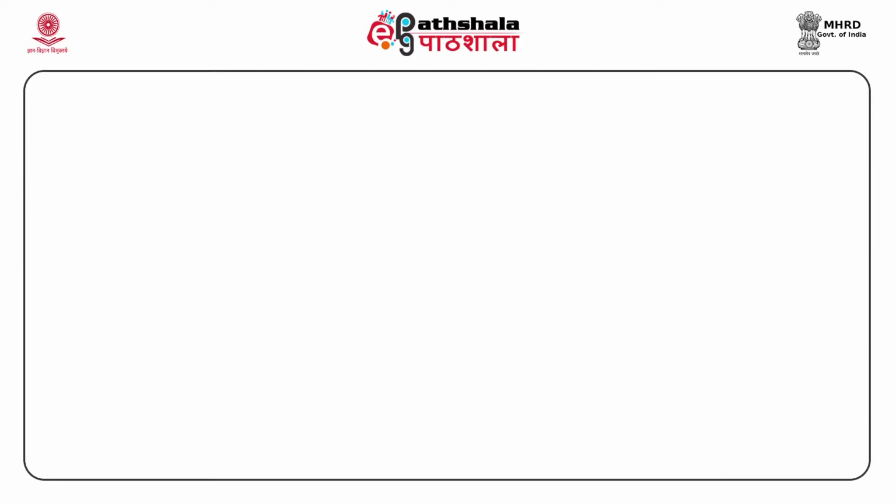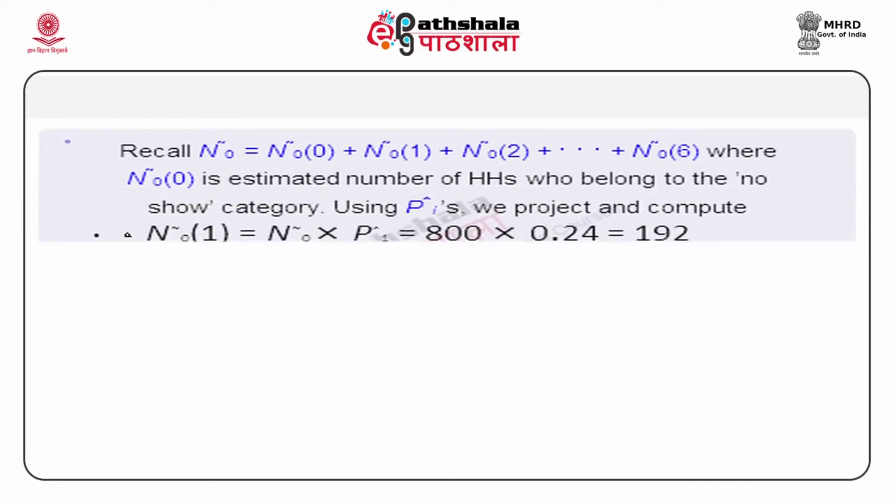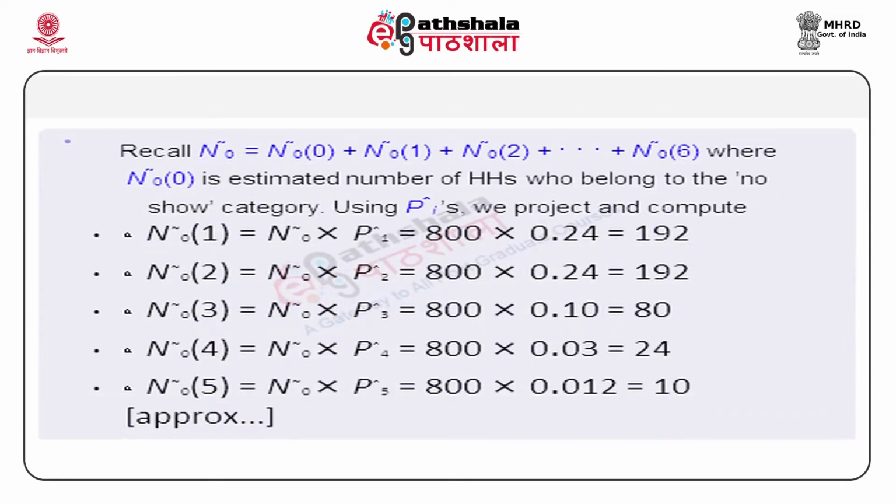And then recall the decomposition of n0 tilde. It is this sum, where n0 tilde 0 is the estimated number of households who belong to the no-show category. Using the pi hats, we project and compute these values for n0 tilde 1, 2, 3, and so on. So, the whole idea is that n0 tilde is the no-show number today on the night of the survey, but I know what the percentages are in different classes.